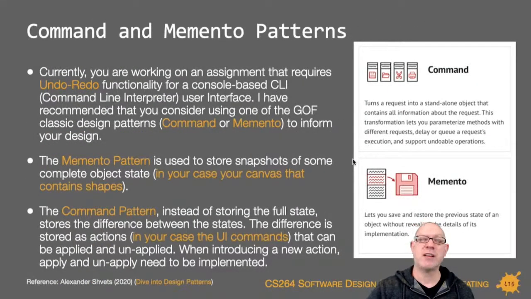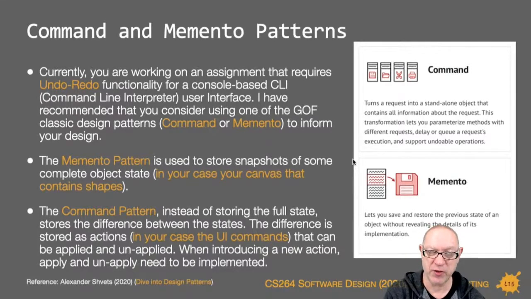So let's have a look then at command and memento patterns. You're working currently on an assignment that requires undo redo functionality for a console-based command line interpreter user interface. So I recommended that you consider using one of the gang of four classic design patterns, command or memento, to inform your design. The memento pattern is used to store snapshots of some complete object state, so in your case, the canvas that contains the shapes. I think it's a bit easier in some respects for your particular application to build and implement a memento pattern.